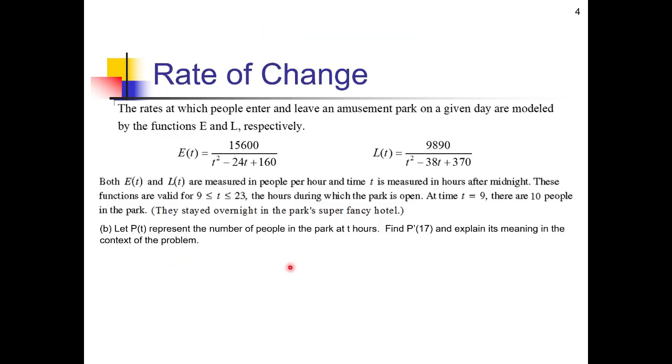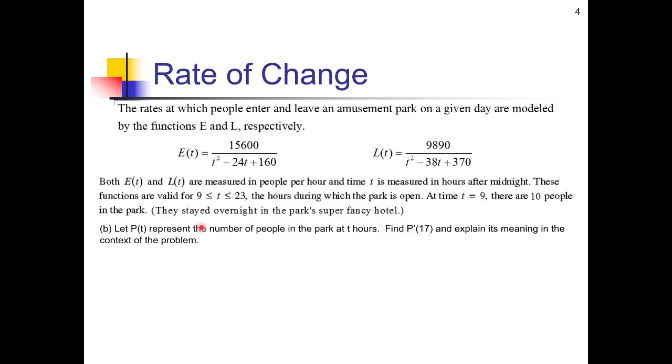For part B, they're introducing a new function, P of t. That's the number of people in the park at t hours. They want us to find P prime of 17 and explain its meaning in the context of the problem. So we kind of have to zoom ahead to the last part of this problem and have some understanding of what this P prime is doing.